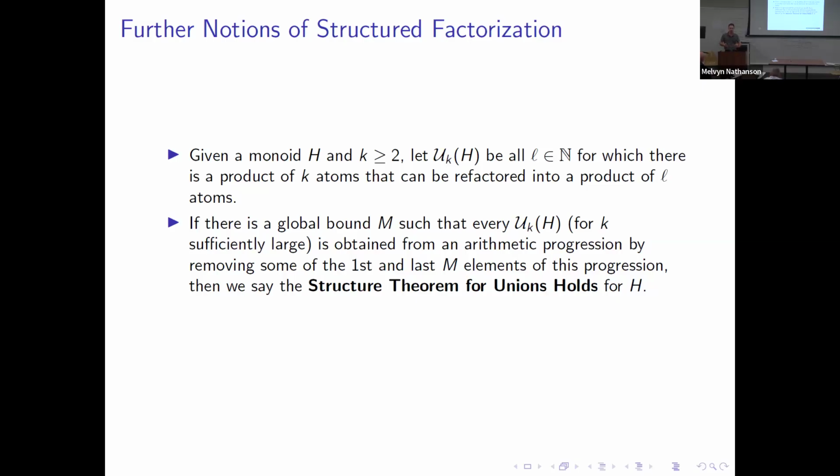And since we're unioning over lots of atoms, this is normally a very structured set, or it should hopefully be one. And the structure that we expect, that happens in lots of situations for lots of monoids, is that it's mostly an arithmetic progression, except for some globally bounded region near the start and the end of the union, where we're allowed to remove some terms. And if that's the case, then we say the structure theorem for unions holds for these union sets. The other important thing that Alfred mentioned is half-factorial. That's when we don't have unique factorization, but the number of terms in a factorization is uniquely defined. It's always the same number.